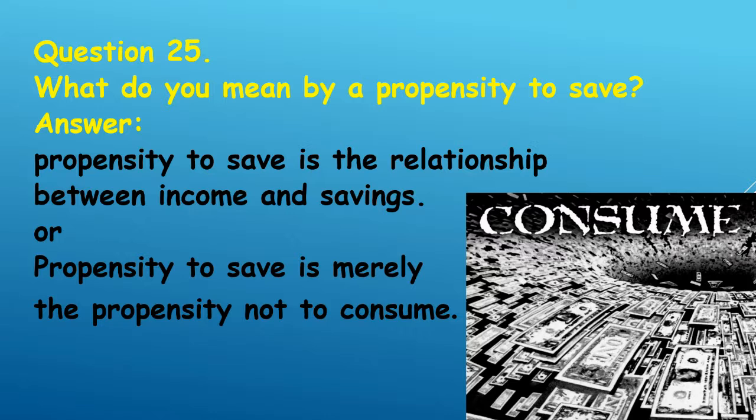So what have they given here? Propensity to save. It is the relationship between income and savings. Propensity to save is merely the propensity not to consume. That's all. The consumer saves rather than spending on consumption of goods and services. The consumer saves an amount rather than spending on consumption. That is called propensity to save.